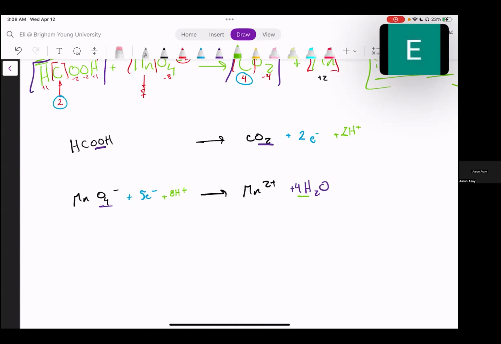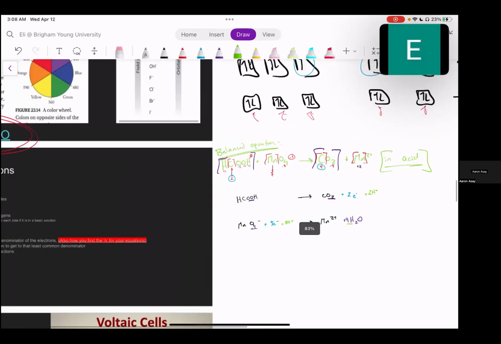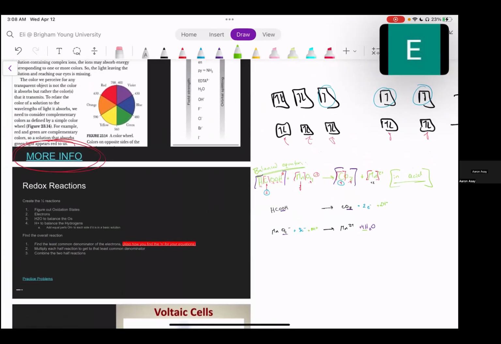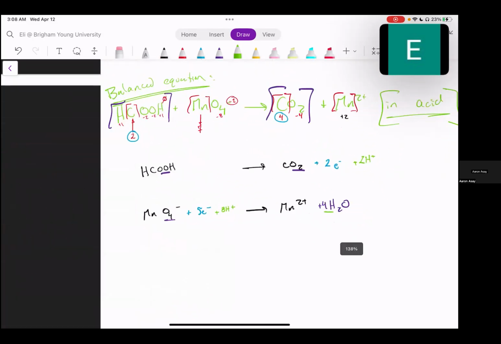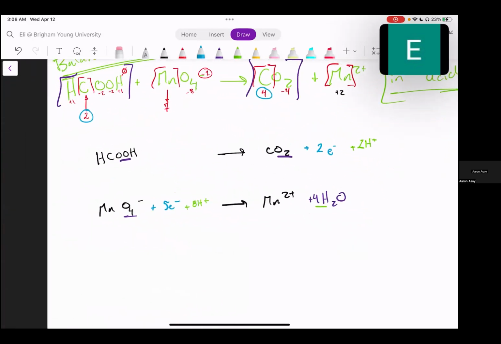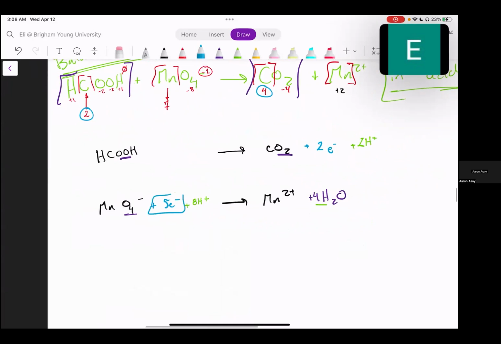Now what we're going to do is in order to find the overall reaction, so we've created all of our half reactions. We don't have to do this last part because that's only if it is in a basic solution, and we'll do that next. But it's in an acid, we have H+, so we're good there. Now we have to find the overall reaction. We find the least common denominator of the electrons. So I have 5 electrons in this one and 2 in this one. So the least common denominator of this is going to be 10.